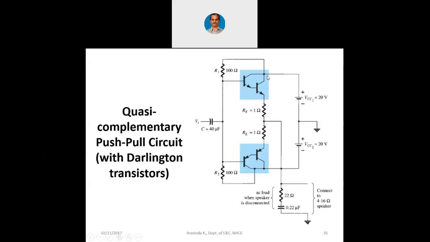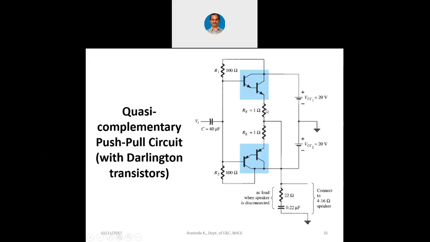At the upper side you are seeing an NPN Darlington, at the lower side you are seeing a PNP Darlington. Now you can see to the NPN, through this VCC1 and R1, base current is supplied. To the PNP, through this R2 and VCC2, the base current is supplied.